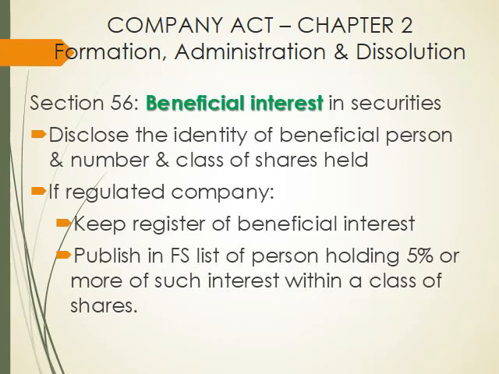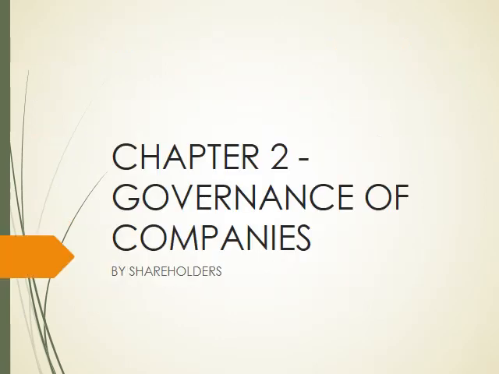If it is a regulated company, the requirement is to keep a register of all of the beneficial interests held, and then within the financial statements, a list of persons that hold more than 5% of that beneficial interest within a specific class of shares needs to be disclosed as well.